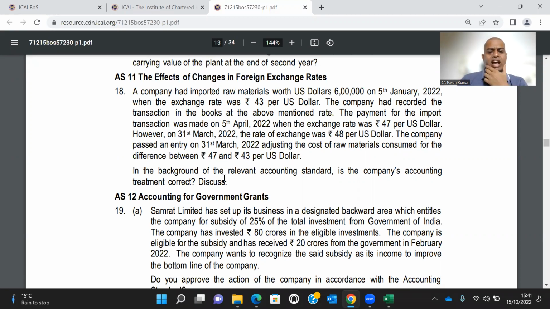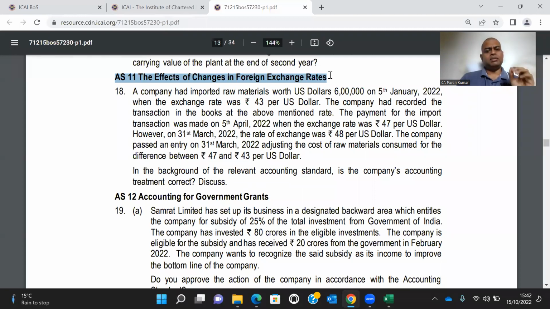So they're asking in the background of relevant accounting standard. What is relevant accounting standard here? Is it AS4 or AS49? No, it is AS 2122. No, which accounting standard? Because it is classroom discussion, they have given AS11 here.